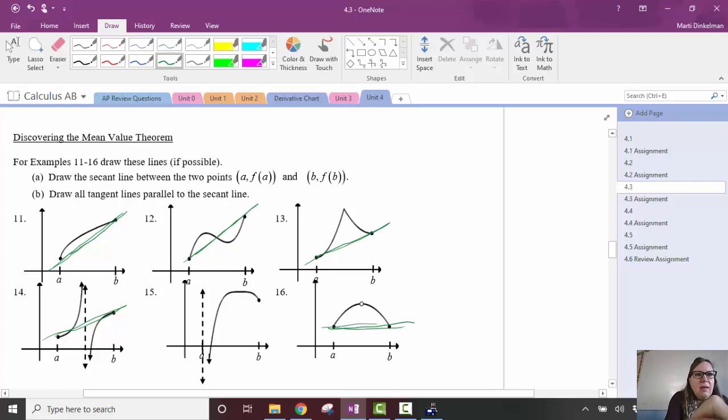Okay. And then it says draw all tangent lines that are parallel. So kind of find the spot where the tangent line would be parallel. Now this one, I don't know, it's possible there's one down here. Maybe I'm not sure about that one. This one, maybe here, maybe there. This one I can't really draw anything. And then this one, I would want to draw the tangent line there, but I also know that that doesn't exist right there.